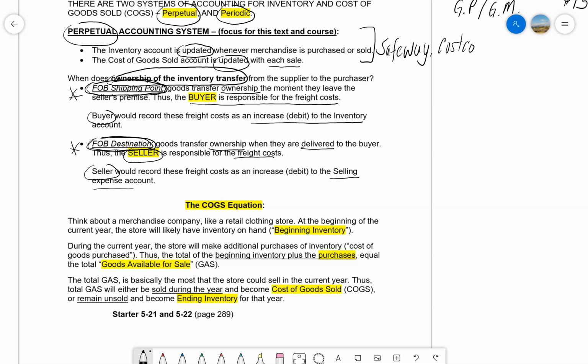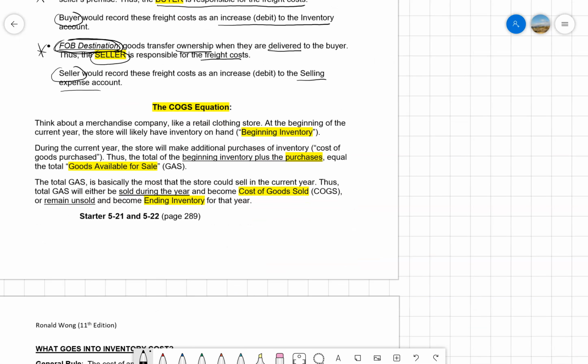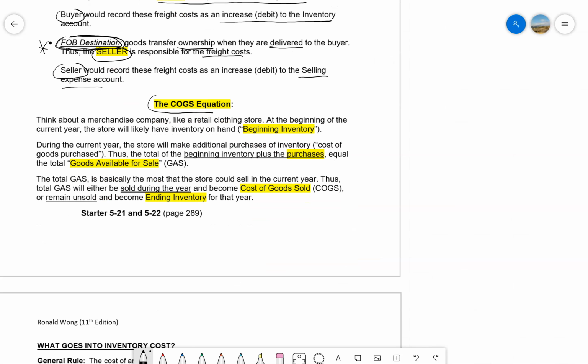So there's a difference in how the freight costs are treated, depending on whether it's paid for by the buyer or the seller. Now, before we get into some journal entries, I want to just talk about this cost of goods sold equation. This equation basically says that at the beginning of the year, the company is going to have some amount of beginning inventory.